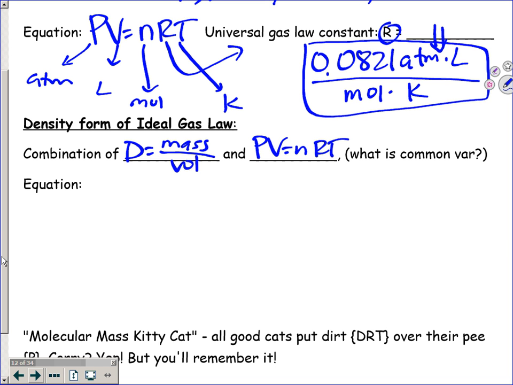Okay, between those two equations, what is the one common variable? Volume, right? There's no mass over here. There's no density on this side. So volume is the V, is the same for both. So I'm going to rewrite this as D is equal to M over V. PV equals nRT. Rearrange both of those equations so V is what you're solving for.